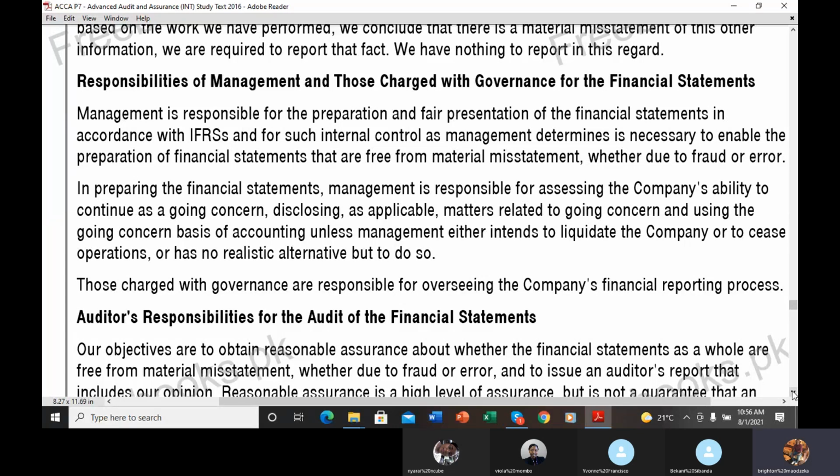That's what they let me read. Management is responsible for the preparation and fair presentation of the financial statements in accordance with IFRS, and for such internal controls as management determines is necessary to enable the preparation of financial statements that are free from material misstatement, whether due to fraud or error. In preparing the financial statements, management is responsible for assessing the company's ability to continue as a going concern and disclosing, as applicable, matters relating to going concern and using the going concern basis of accounting unless management either intends to liquidate the company or to cease operations or has no realistic alternative but to do so. Those charged with governance are responsible for overseeing the company's financial reporting process.